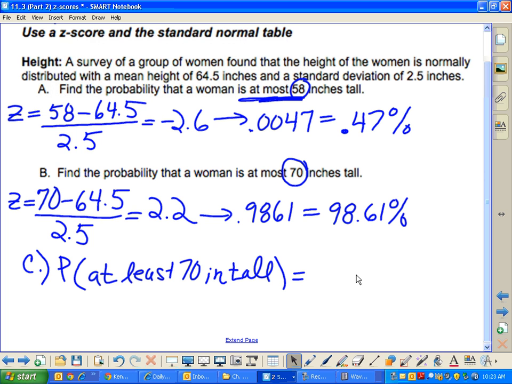1.39%. Yay, good job. Yeah, if you put the probability of the events together, ultimately they are complementary. You didn't have to recalculate a z-score. If 98.61% of women are at most 70 inches tall, the leftovers are at least 70 inches tall. So you just do 100% minus your 98.61%, and 1.39% is what you get. Okay, other questions about that?